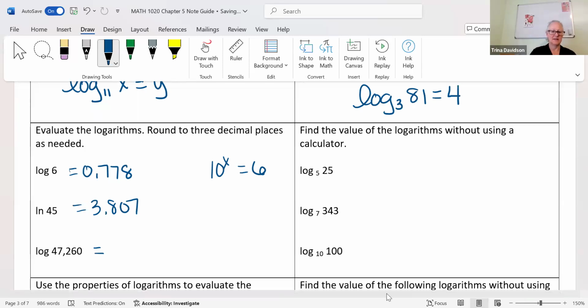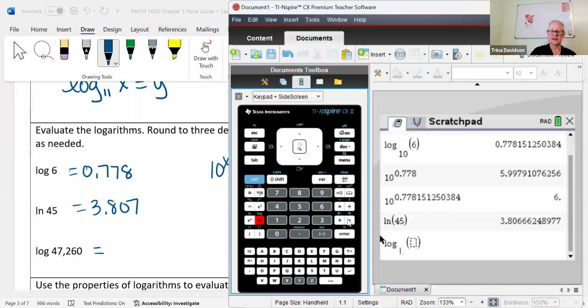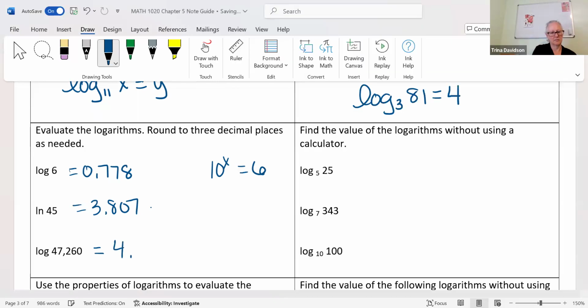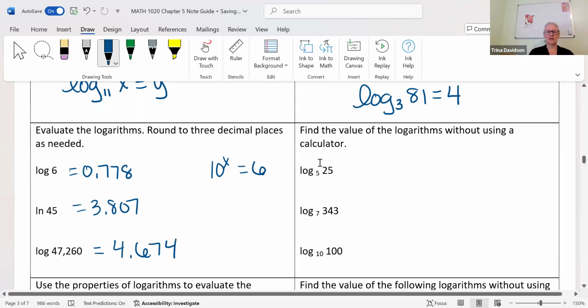This one doesn't have a base. It's understood to be 10. And you can type the 10 in if you want, or you can just ignore it. 4.674. Please make sure you read on the homework, especially on the test, how many decimal places they want.